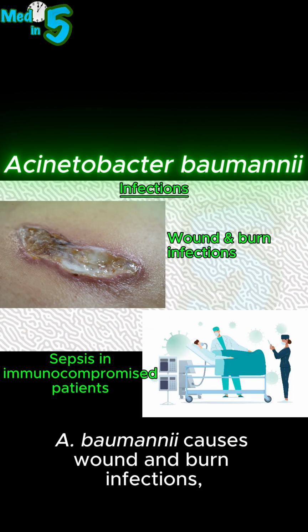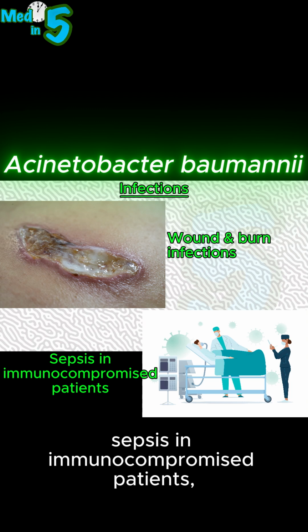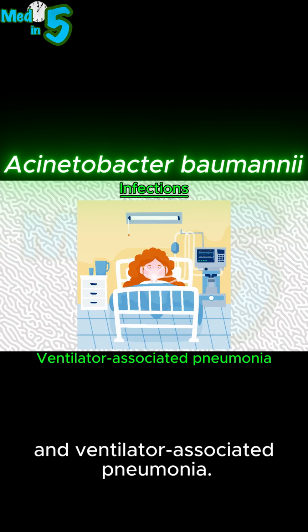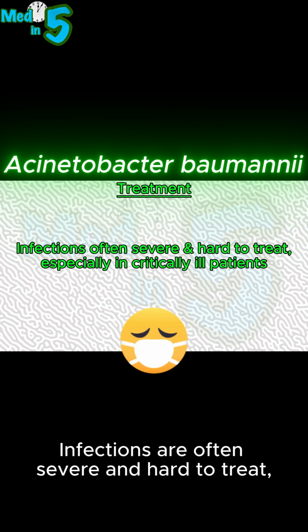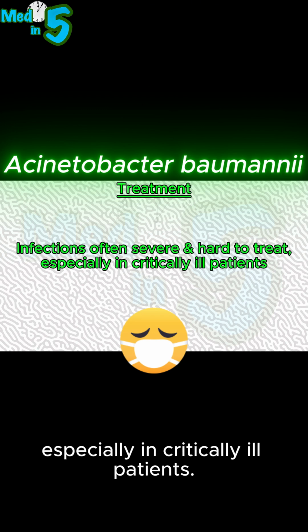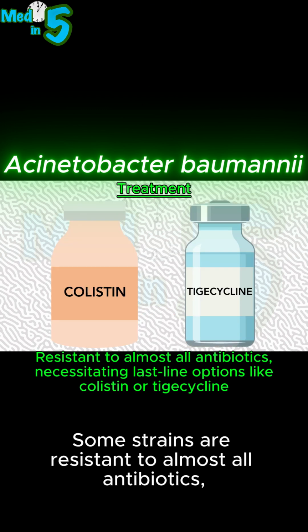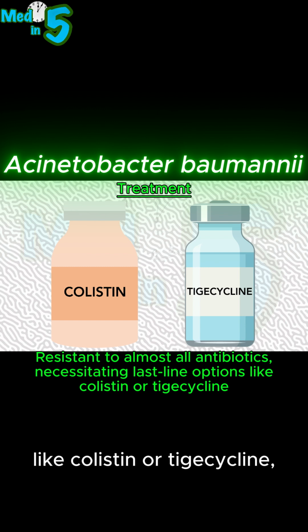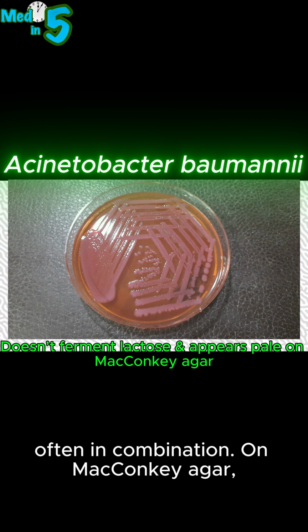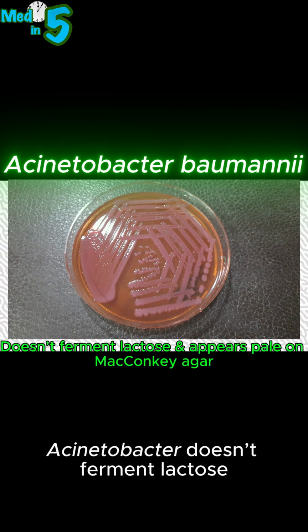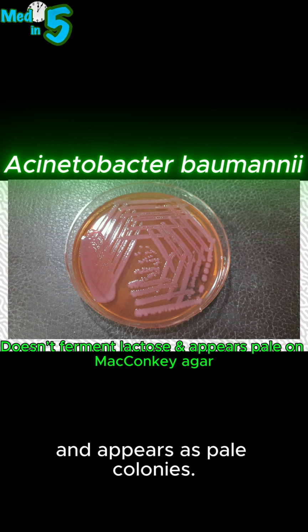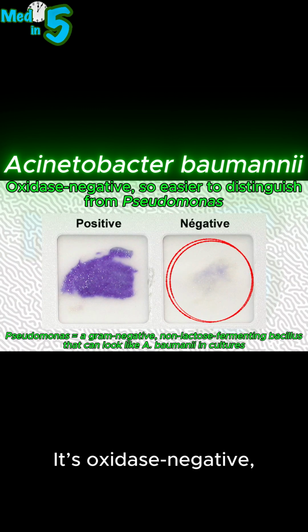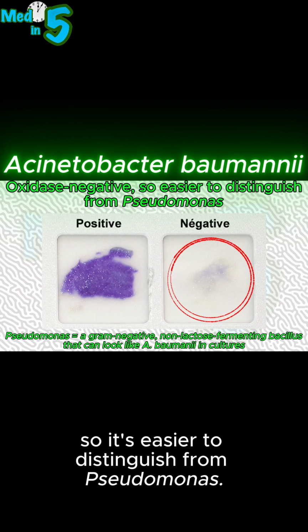A. baumannii causes wound and burn infections, sepsis in immunocompromised patients, and ventilator-associated pneumonia. Infections are often severe and hard to treat, especially in critically ill patients. Some strains are resistant to almost all antibiotics, necessitating last-line options like colistin or tigecycline, often in combination. On MacConkey agar, Acinetobacter doesn't ferment lactose and appears as pale colonies. It's oxidase negative, so it's easier to distinguish from Pseudomonas.